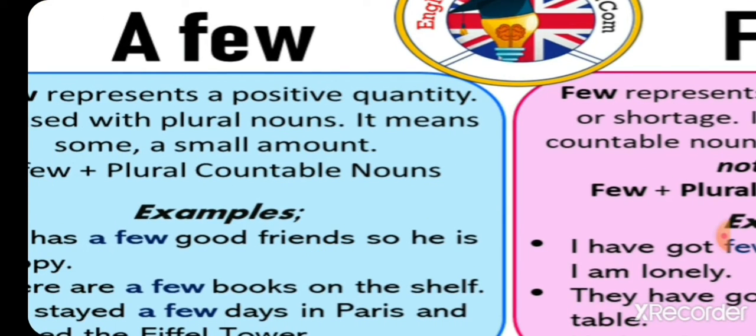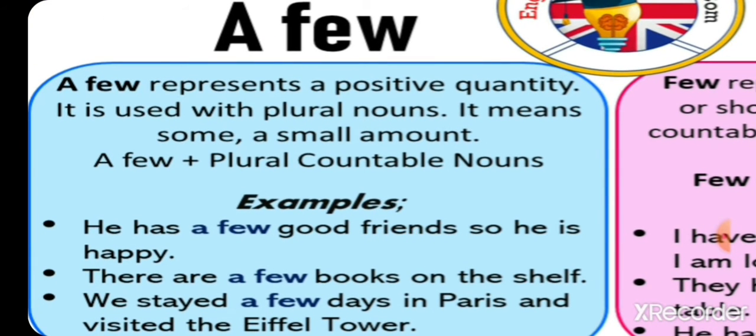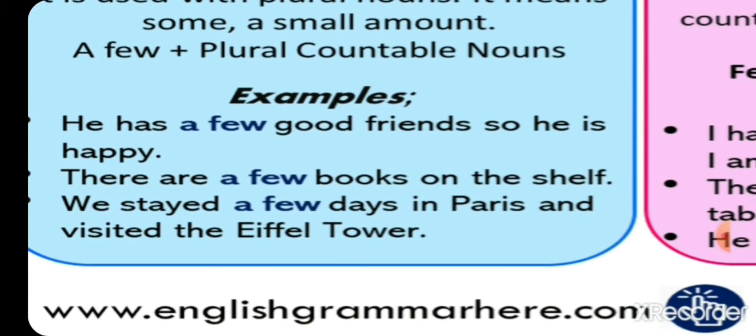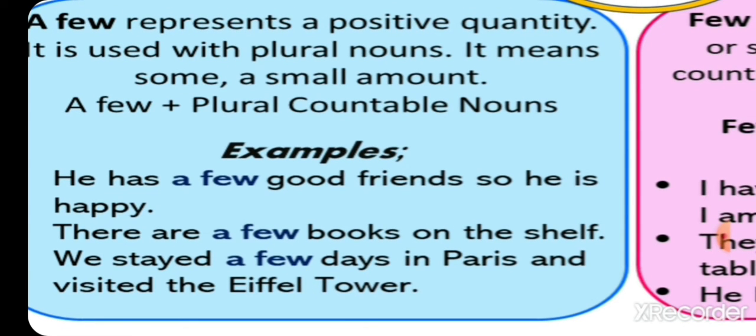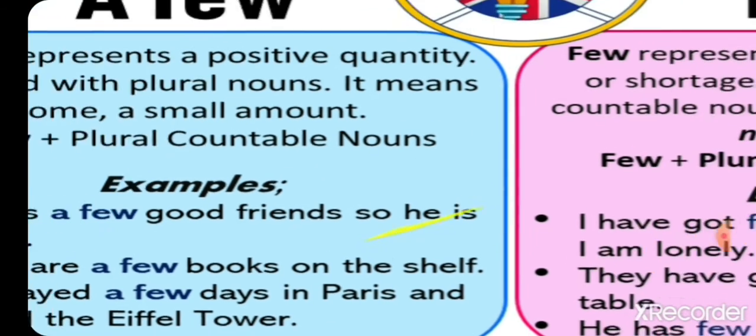Now students, let's start with a few. A few represents a positive quantity. It is used with plural nouns and it means some, or a small amount. Let's take an example: He has a few good friends, so he is happy. There are a few books on the shelf. We stayed a few days in Paris and visited the Eiffel Tower.